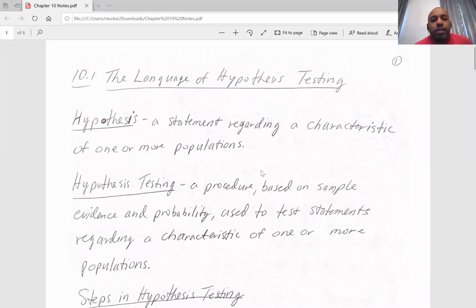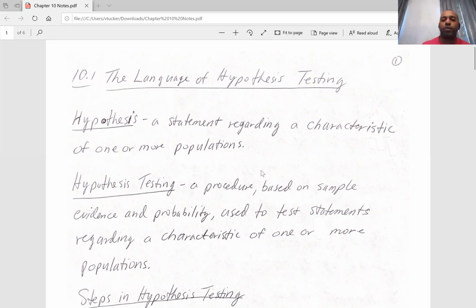So your hypothesis is a statement regarding a characteristic of one or more populations. Hypothesis testing is a procedure based on sample evidence and probability used to test statements regarding a characteristic of one or more populations.